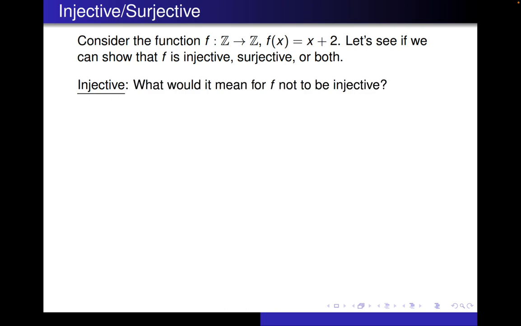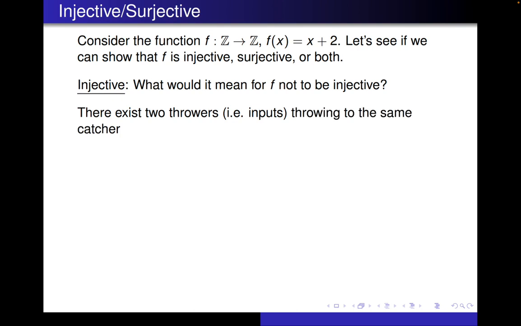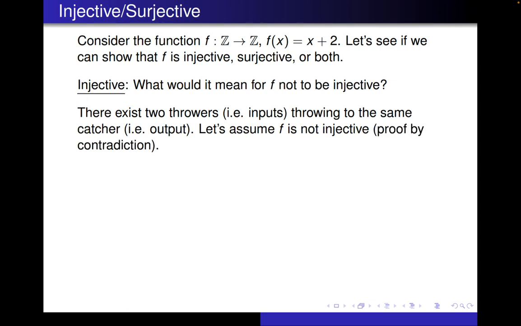So before we try to prove affirmatively that it is injective, we might want to look first at what it means for f not to be injective. So here we're sort of angling towards a proof by contradiction. We're going to assume that f is not injective, see what that implies, and see if we can get a contradiction. So what that would mean is you have two throwers, that's the inputs, throwing to the same catcher, which is the output. So let's pretend for a while that f is not injective, so we're doing a proof by contradiction. And we're going to pretend that x1 and x2 are the throwers that throw to the same catcher. So x1 and x2 are the throwers, and then y is the catcher for both throwers.